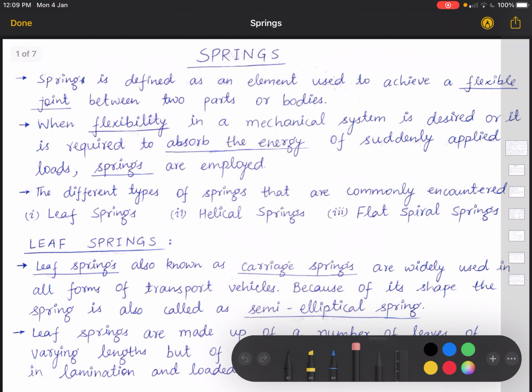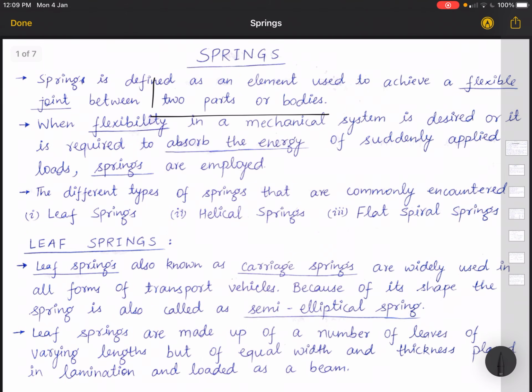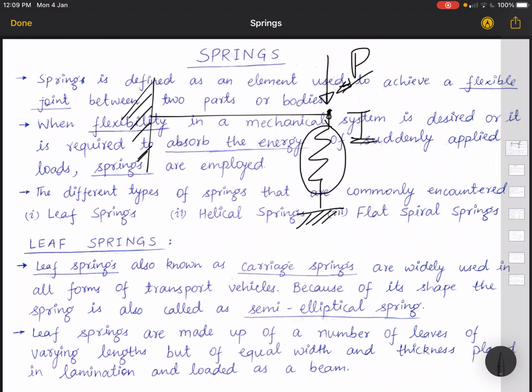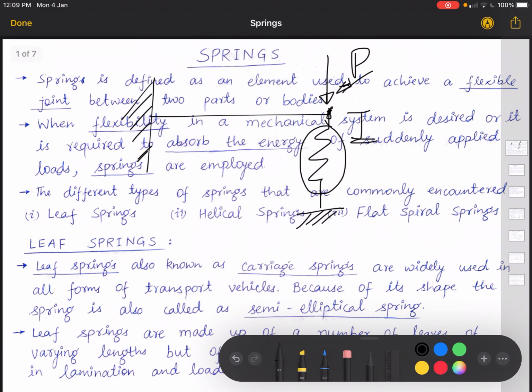Like you are having a cantilever beam and we want to provide this kind of support. We want this support to be flexible, so that it can deform under this load. If load is P, the spring will compress as per its nature. Previously it was not flexible, but after introduction of spring, this joint has become flexible. So this is one of the applications.